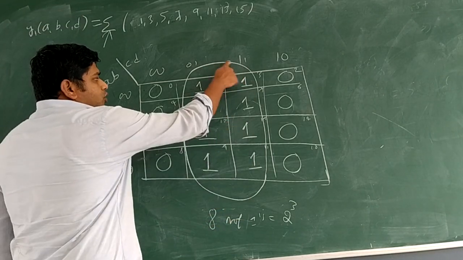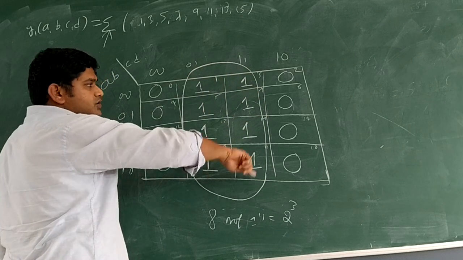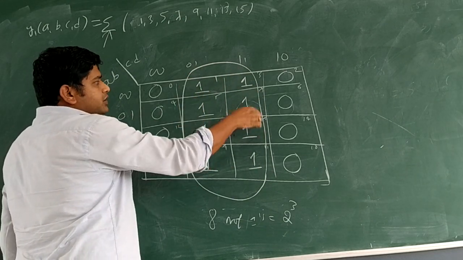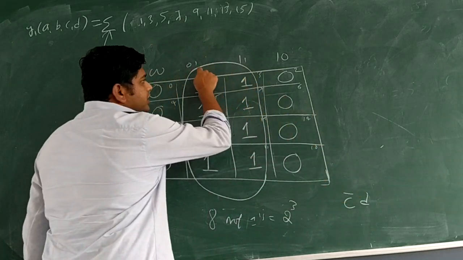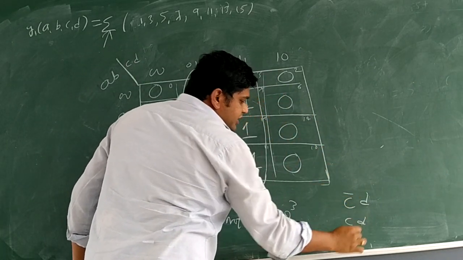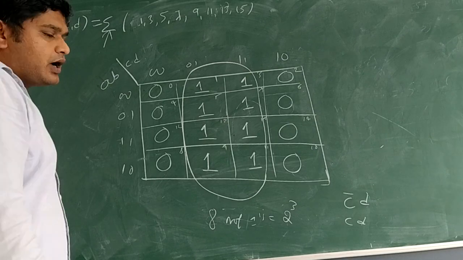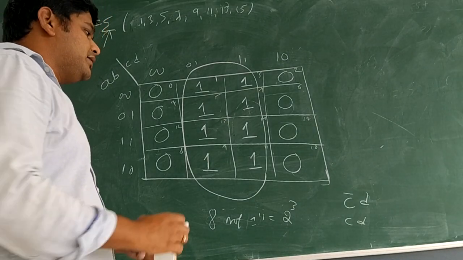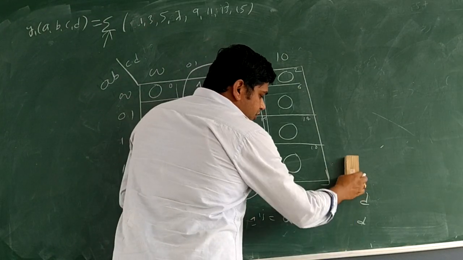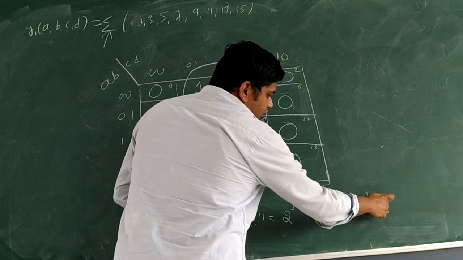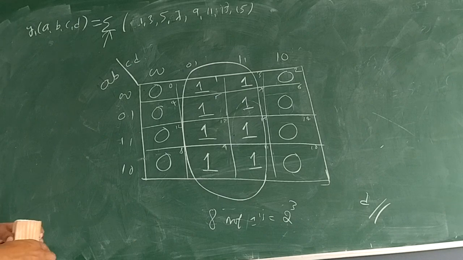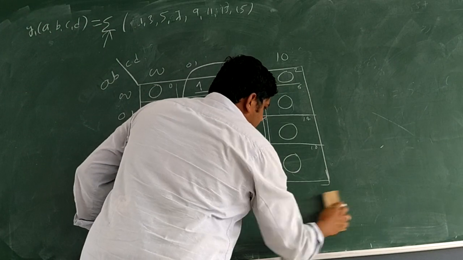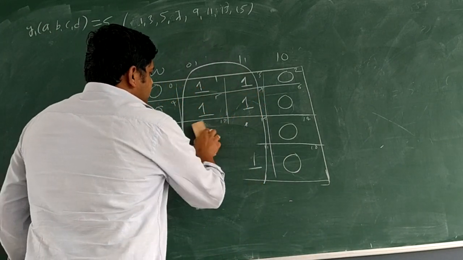Now between two columns the cover is column number 2, column number 3. What is the function of column number 2? C complement D. Third column CD. Okay, now neglect the variable which has changed its form. So what is the function or the solution of D? Single variable D. Okay, fine. Let's take one more problem.